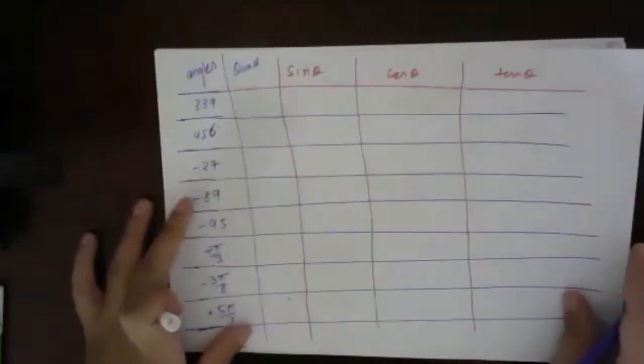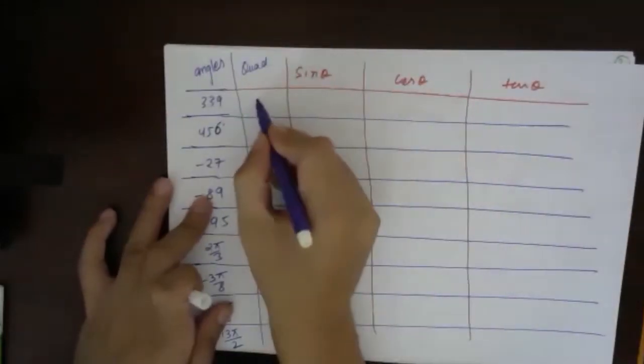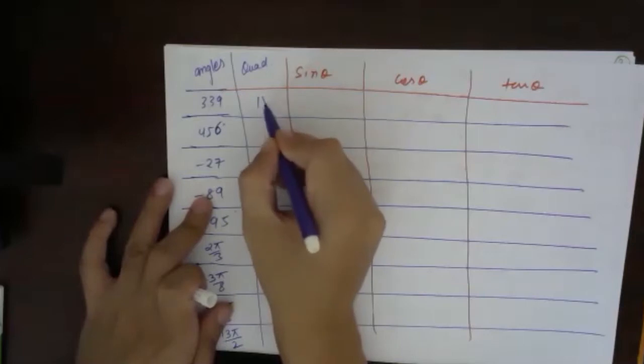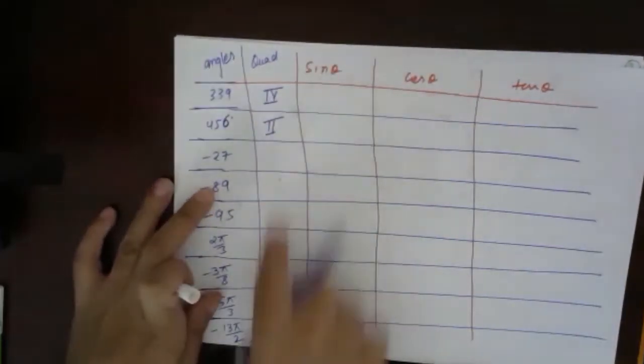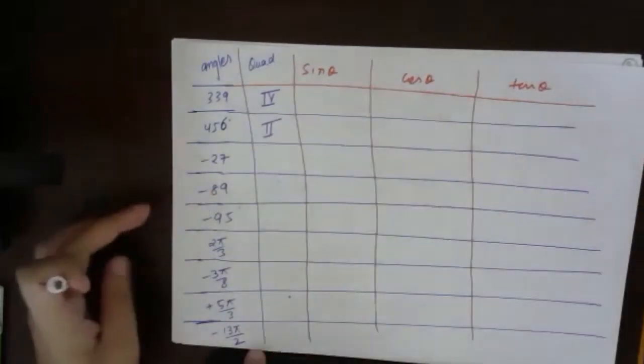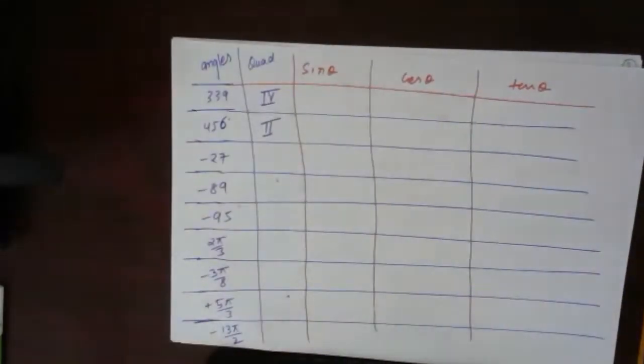Okay, so I will mention first: this one was fourth quadrant. This is in second quadrant. Likewise, make a table like this and fill up the rest. Fast.